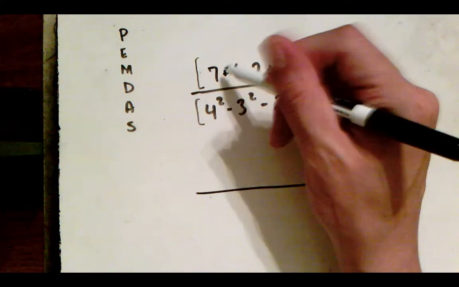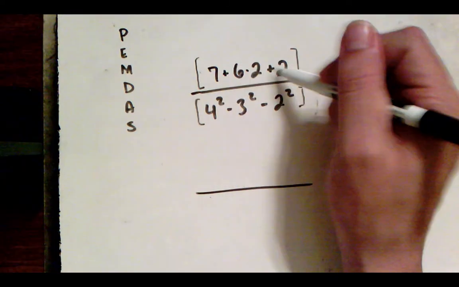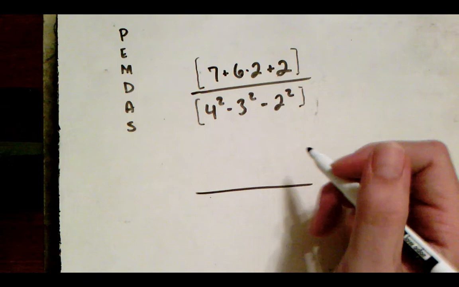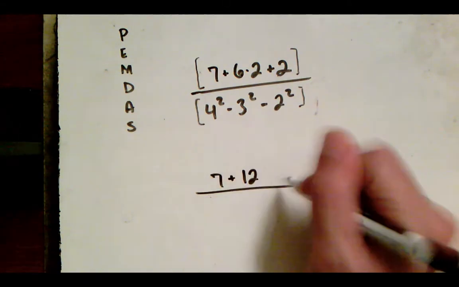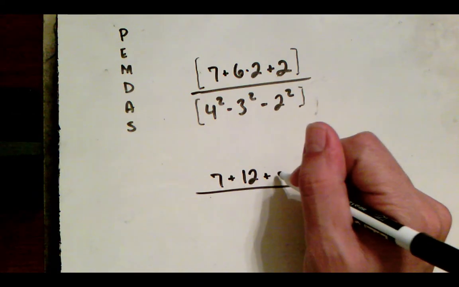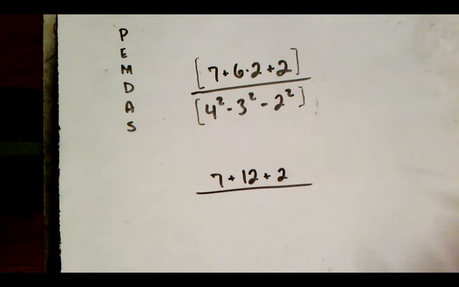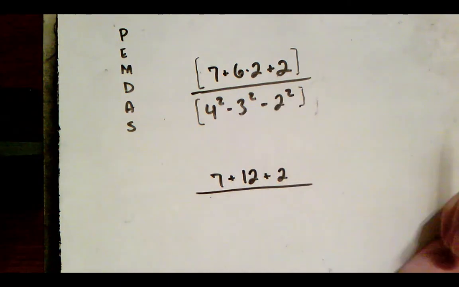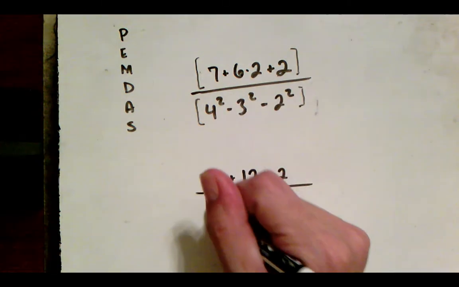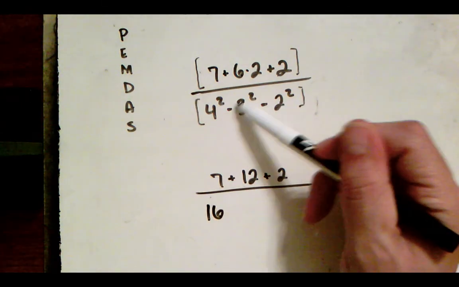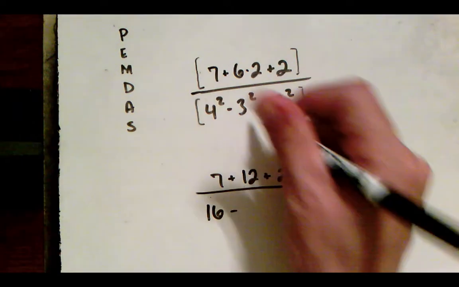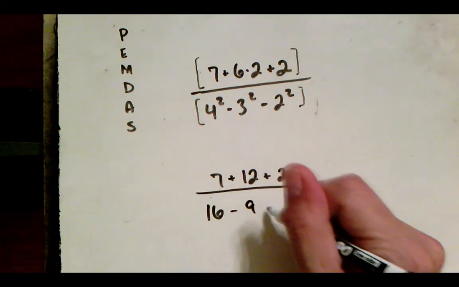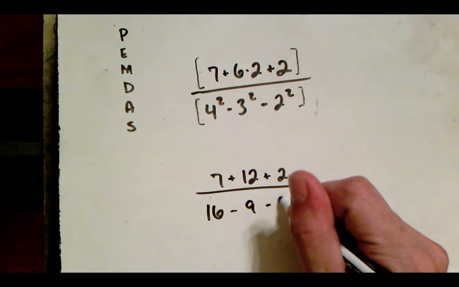On the top, we have multiplication and we have some addition. So we'll take care of the multiplication first. That's going to give us 12 in the middle. And we still have that 7 in the front and 2 in the back. On the bottom, we actually have a bunch of exponents that we can take care of. 4 squared is 16. Notice that the negative is not inside of parentheses, so we're going to leave the minus out there. 3 squared is 9, minus, and then 2 squared is 4.